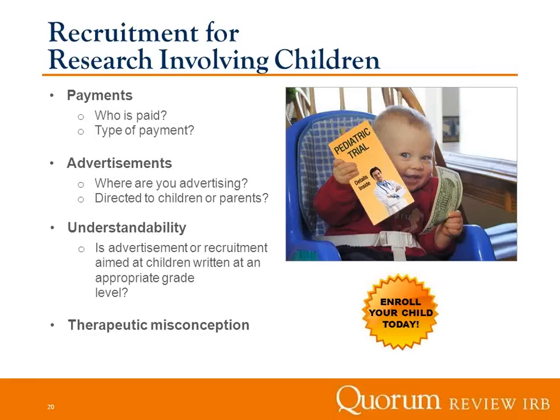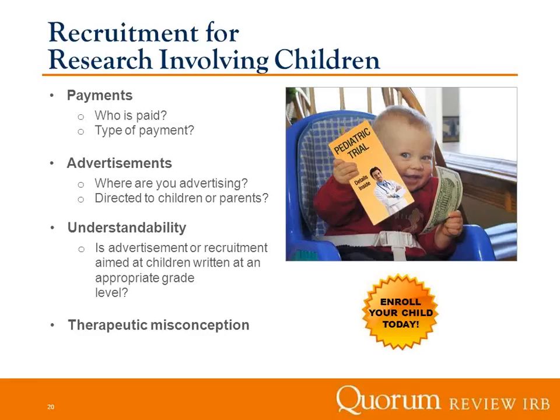So if you're giving a gift card to a particular store, such as a toy store, that could be particularly enticing for some children, and it might be something that's problematic from the perspective of the IRB. And in fact, some IRBs may have restrictive policies over what types of payments can be provided. So something to check with the IRB that you're using: do they have a policy about payments for research involving children, or payments in general, that you need to be aware of?